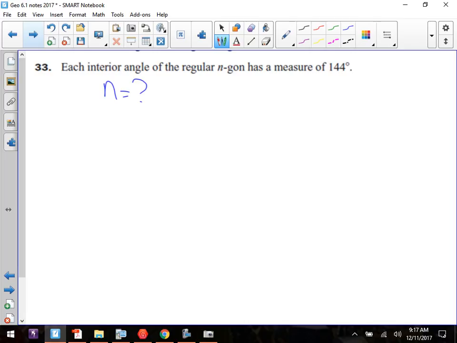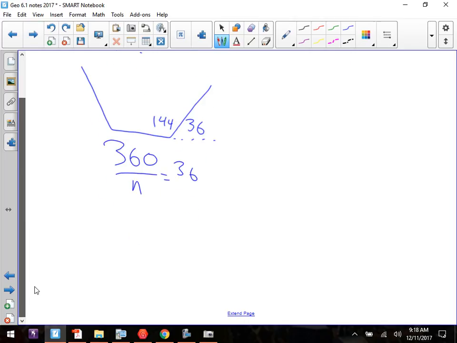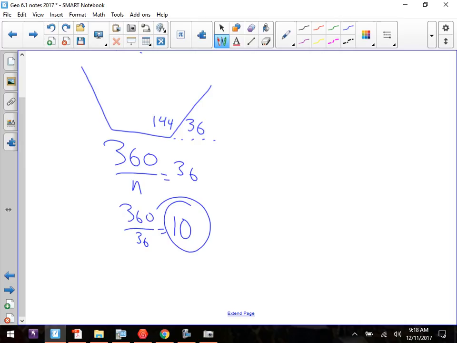Remember, is it easier to work with the inside or the outside? Outside. So draw 3 sides. If the inside is 144, what's the outside? 36. Which means 360 divided by something equals 36. 360 divided by 36. No, 10 is the number of sides. If you're working with your exterior angles, that's how it works.